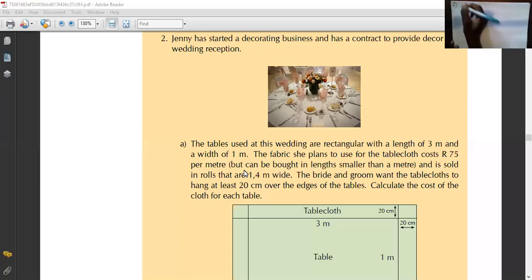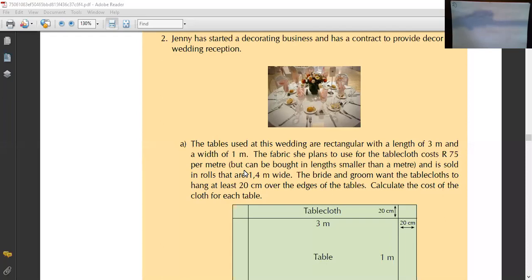Question number 2 says, Jenny has started a decorating business and she has a contract to provide decor at a wedding reception. Question A, the tables used at this wedding are rectangular with a length of 3 meters and a width of 1 meter. The fabric she plans to use for the tablecloth costs 75 rand per meter, but can be bought in lengths smaller than a meter.